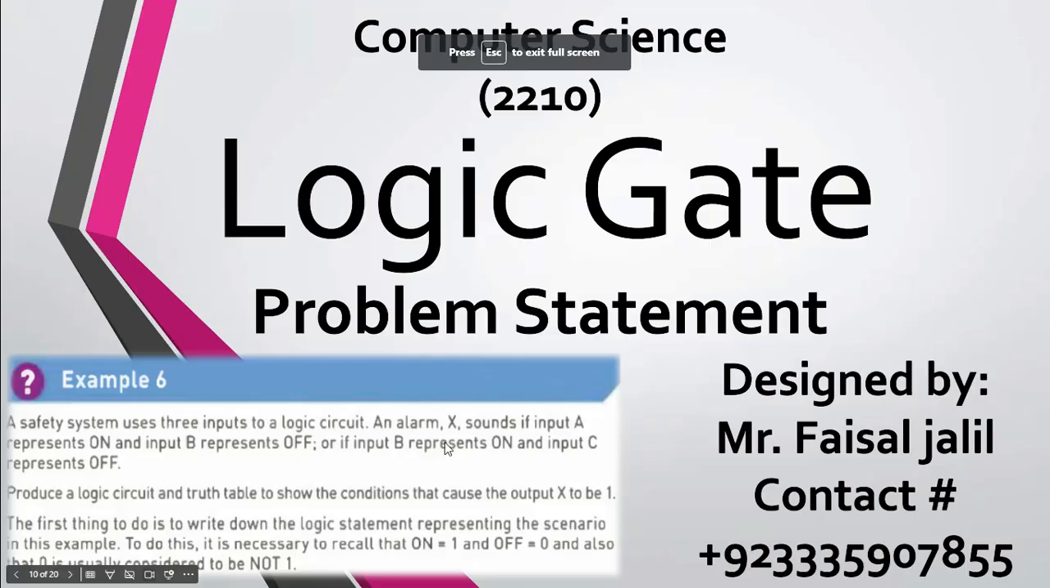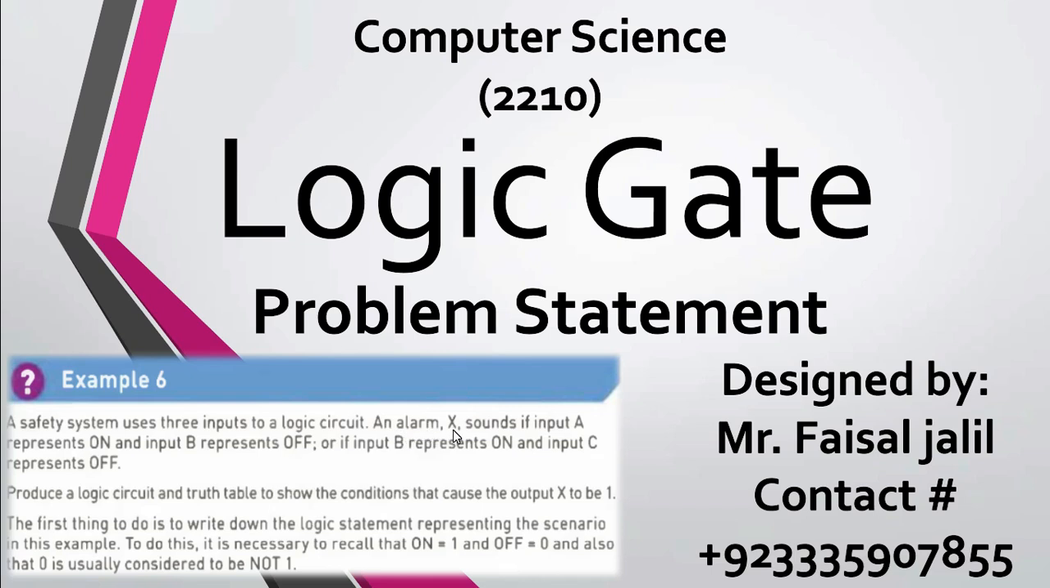Okay, now in example number 6 it's mentioned over here, a safety system uses 3 inputs to a logic circuit, a logic circuit having 3 inputs. See, this is our first point, to figure out the number of inputs. So 3 inputs are there, which means we are able to generate the possible combinations. I will put this into the 2 raised to power n formula to get the possible combinations for the truth table. So in this case we will get 8 possible combinations.